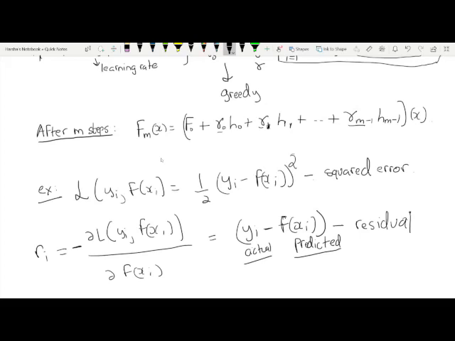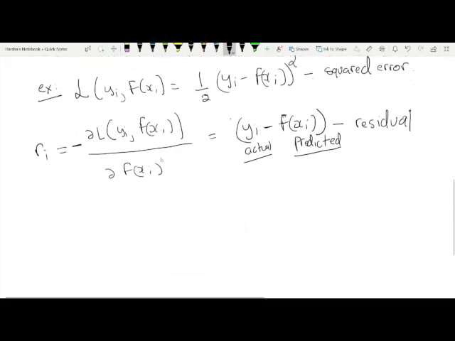The reason we're using a half here instead of 1 by n is so that when we take the partial derivative, we get exactly the residual as our pseudo residual. Our pseudo residual would exactly be equal to the residual. If it was 1 by n instead of 1 by 2, it would be slightly different.